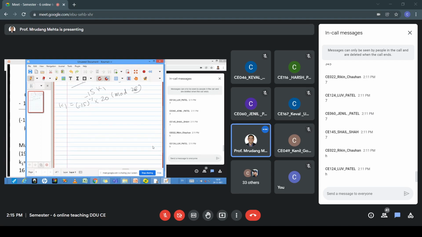So what is this? Minus 15 is equivalent to 11 mod 26, right? We can write like that. So 11 inverse is, what is the 11 inverse? Multiplicative inverse of 11. What is the multiplicative inverse of 11?